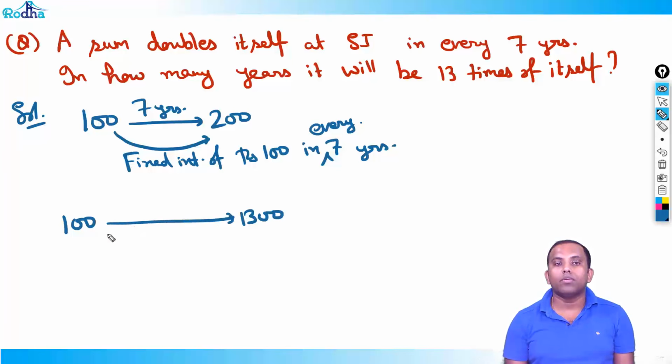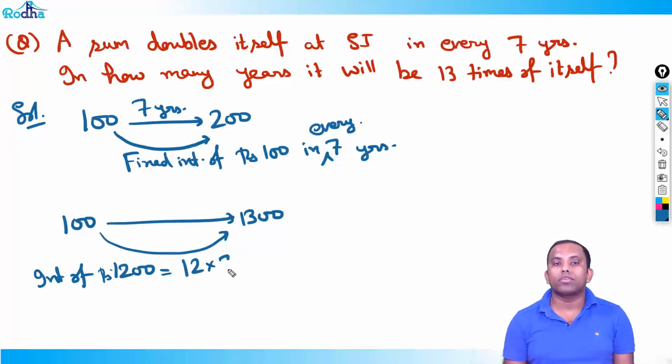Okay. How much increment do I want? I want the bank to give me interest of 1200 rupees. So interest of 1200 rupees in how many years? 100 rupees in every 7 years. So 1200 rupees in how many years? 12 into 7, that is 84 years. So 84 years is the answer for this question, right?